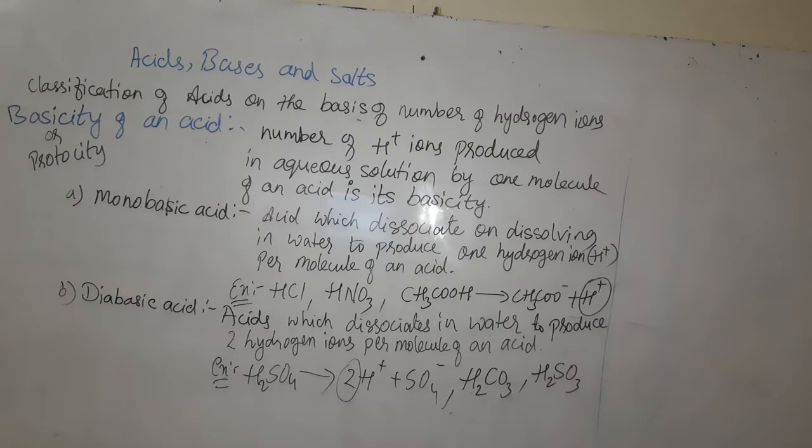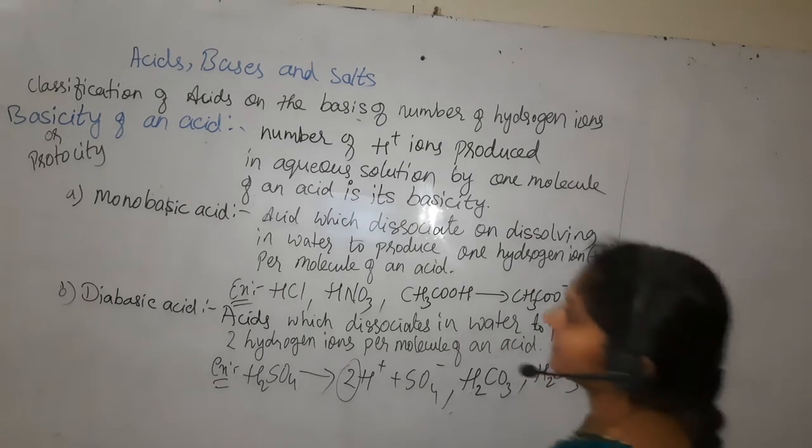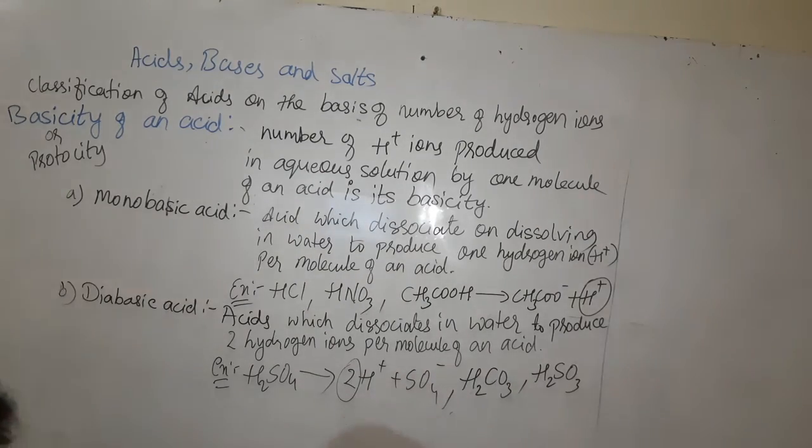Okay, then the third one is tribasic acid. Monobasic acid, dibasic acid, and the next one is tribasic acid. So here, what is a tribasic acid? The number of H plus ions will be 3.